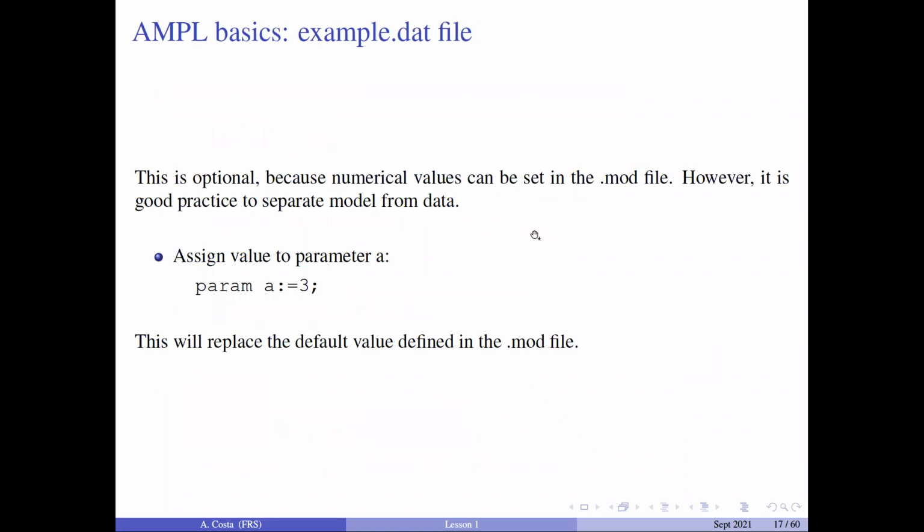Now, this is something I already said, the fact that we can assign the value of the parameter A in a data file, and then we can basically indicate a different value rather than the default value in the mod file.